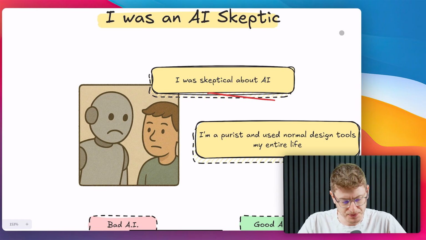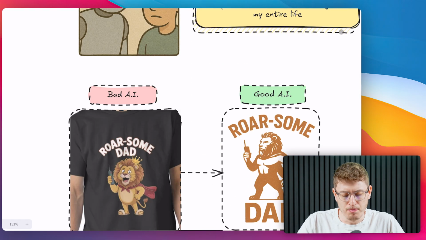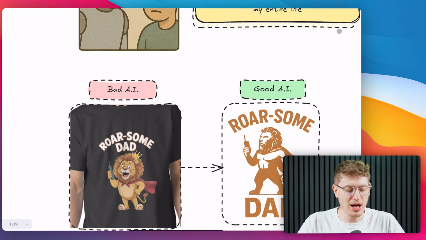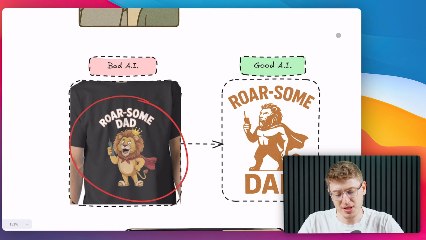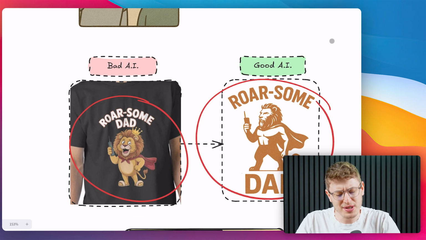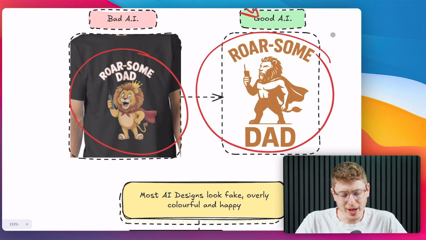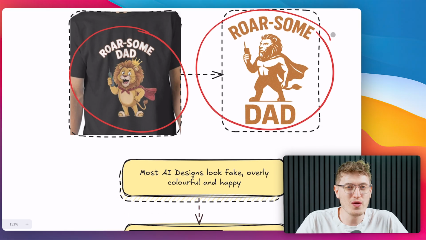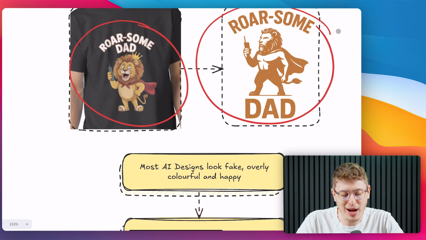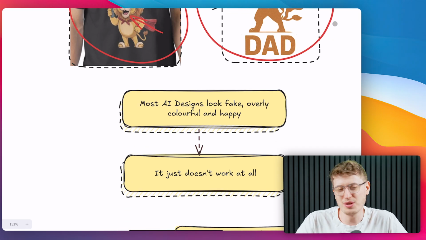So as I said, I was a purist. I was skeptical, right? And from what I would see, I would just see a lot of this, and even some of this, which is, I know I've written good AI here, but it's not the best. It's better than this. This is atrocious. It's better. It's still not the best. And all I could see was AI looked fake. It was overly colorful, a bit too happy and Disney Pixar like. And I just thought, this doesn't work. I'm not going to bother wasting time on something that is a gimmick.